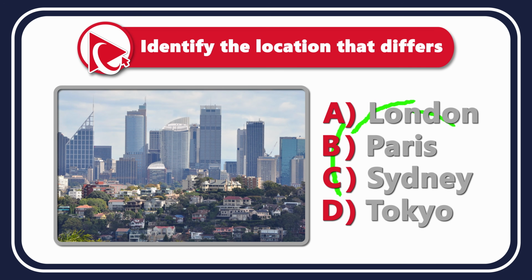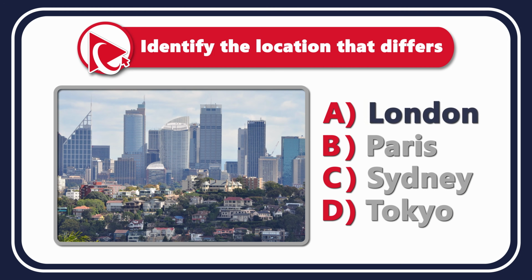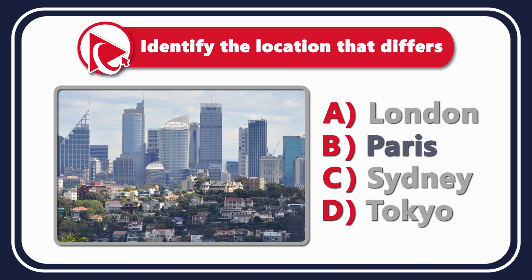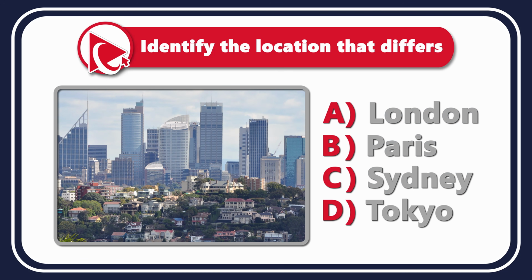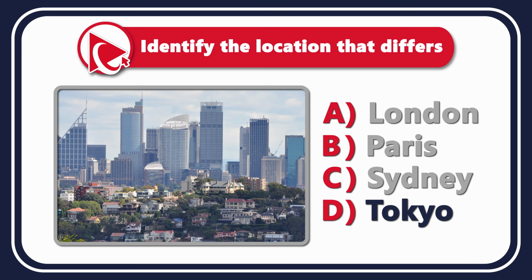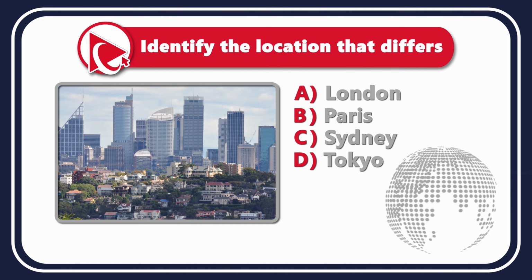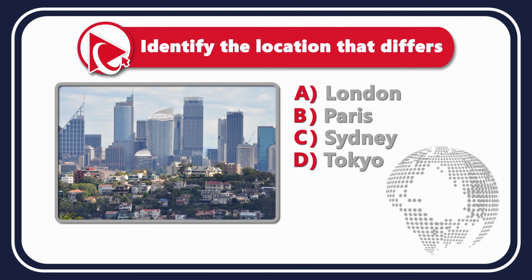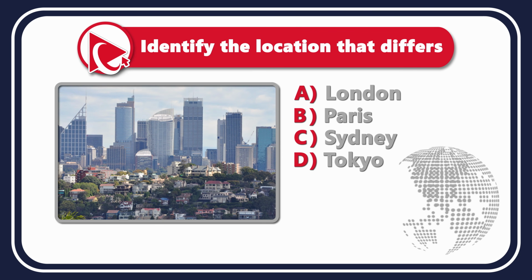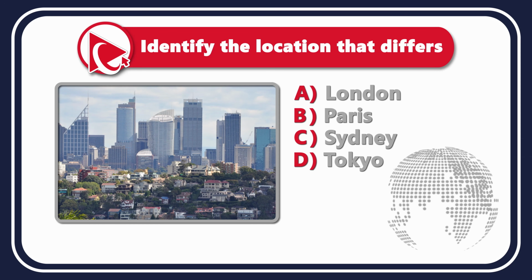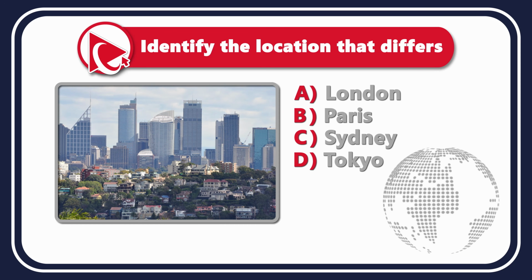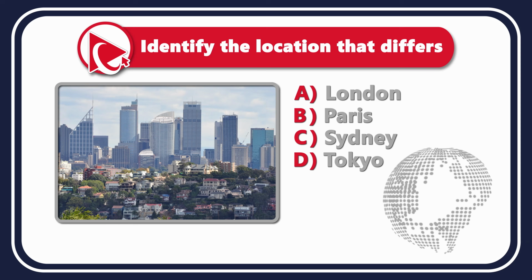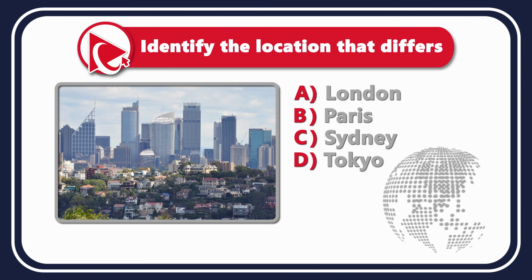You're presented with 4 locations. Choice A, London. Choice B, Paris. Choice C, Sydney. And last but not least, choice D, Tokyo. You need to identify the location that is different from the others. Here, you need to think out of the box and remember your geography knowledge. I believe I found my version of the answer, and I'm looking forward to sharing with you my problem-solving strategy.